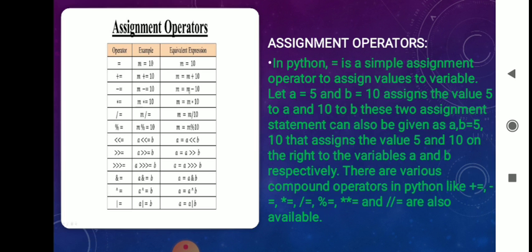These two assignment statements can also be given as a, b is equal to 5, 10. That assigns the values 5 and 10 on the right to the variables a and b respectively. Here you can ask whether the value should be on the left side, for example, 5 equal to a, 10 is equal to b. That is not possible. Actually, the value from the right side is assigned to the left side variable. There are various compound operators in Python, like plus equal to, minus equal to, multiplication equal to, division equal to, and so on.